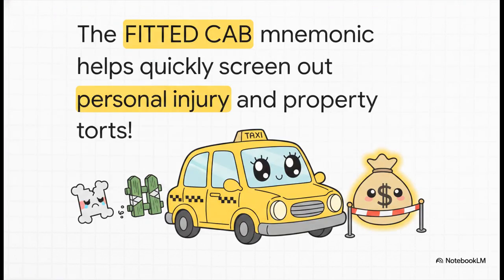And please don't forget to use the FITTED CAB mnemonic to quickly use the process of elimination. It stands for false imprisonment, IED, trespass to land, trespass to chattels, conversion, assault, and battery. When you read a super messy fact pattern, walk through FITTED CAB first. If a scenario involves a competitor locking a plaintiff in a room to prevent them from signing a contract, you immediately check off false imprisonment before even reaching the economic interference claims. Ruling out physical torts clears your mind to hone in on the pure economic damages.